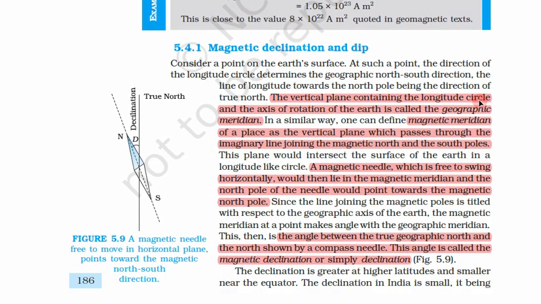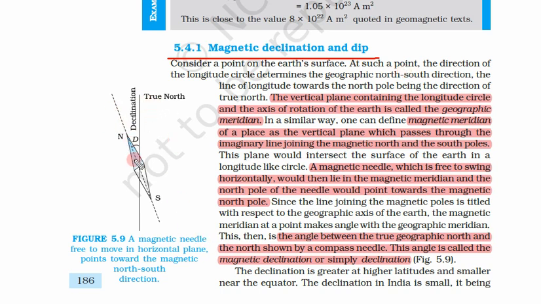Again we have come to another theory part, but it is very important to understand this theory part, because 1 mark questions come from this theory part only. Magnetic declination and dip. So the next part is magnetic declination and dip.